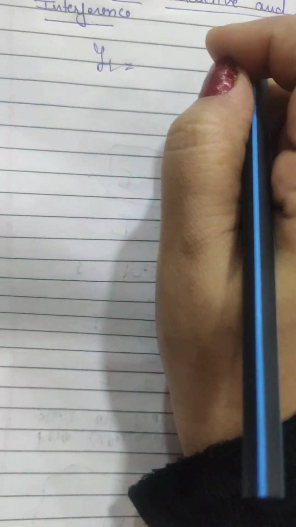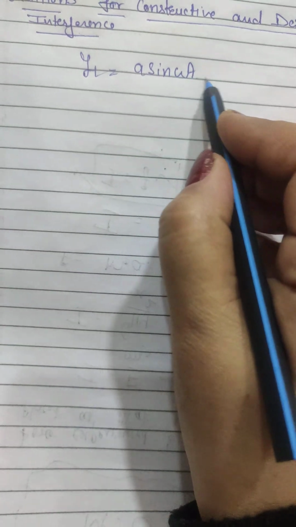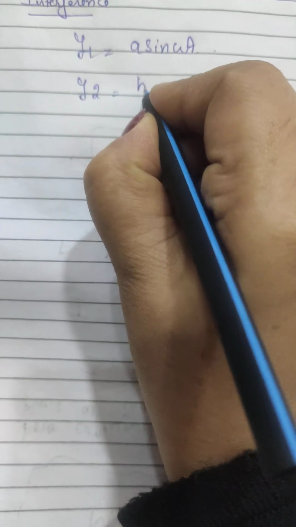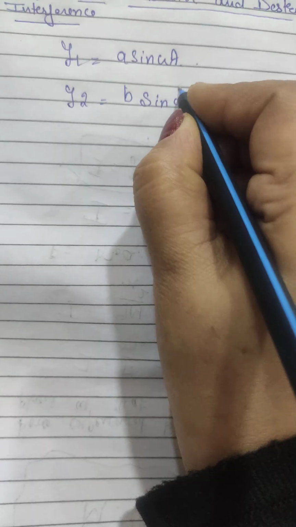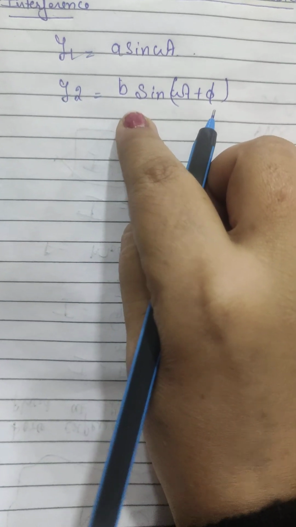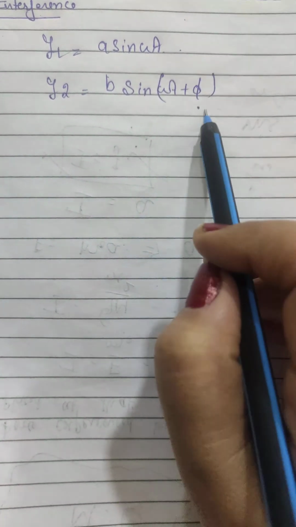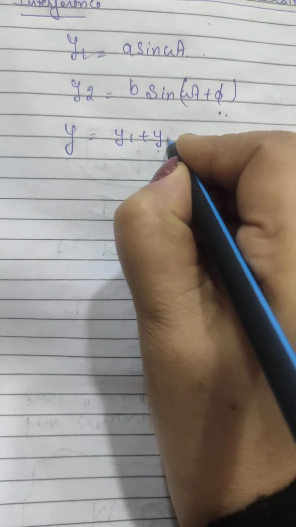So let us consider two waves, y1 represented by a sine omega t, where a is the amplitude of the first wave and omega t is the phase angle, and y2 is given by b sine of omega t plus phi, which means the second wave has amplitude b and is leading the first one by a phase angle of phi. Now, according to the superposition principle, y is equal to y1 plus y2.